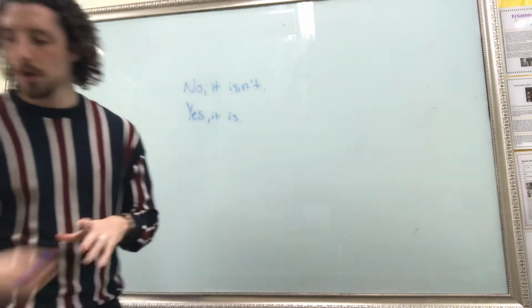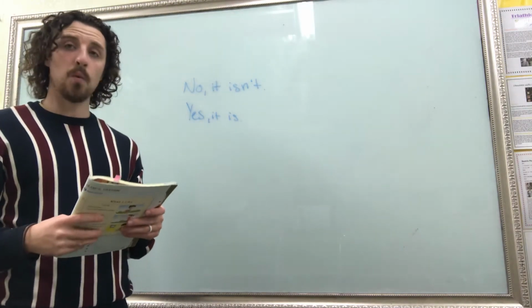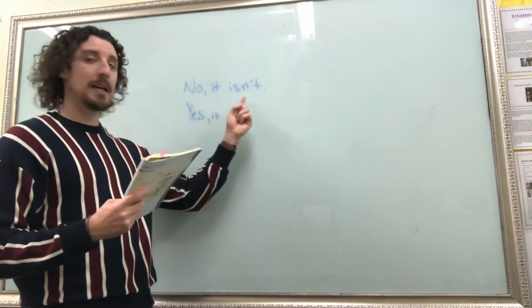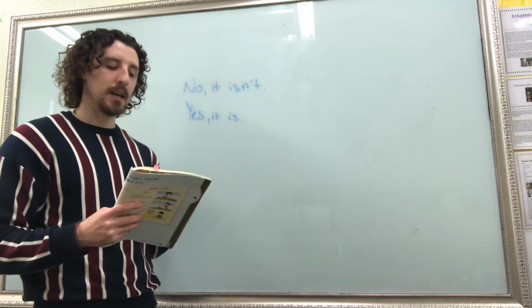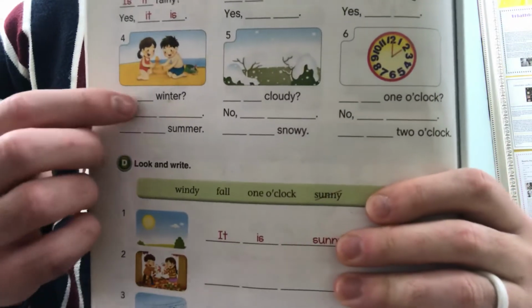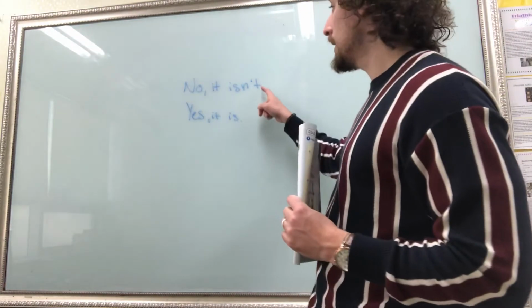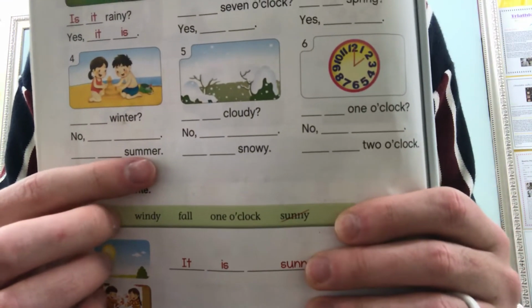Okay? So for number 4, it says, is it winter? And the answer is no, it isn't. And then you say it is summer. Okay? So, is it winter? No, it isn't. It is summer.